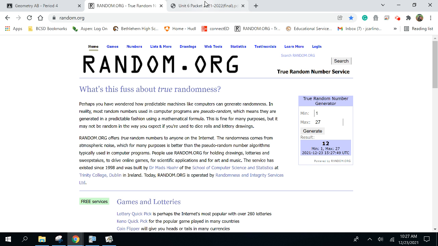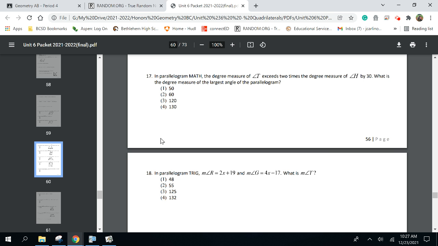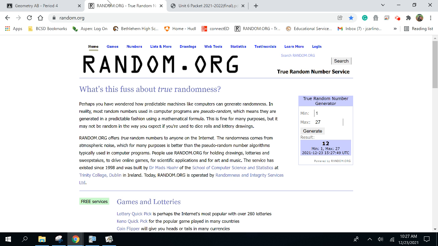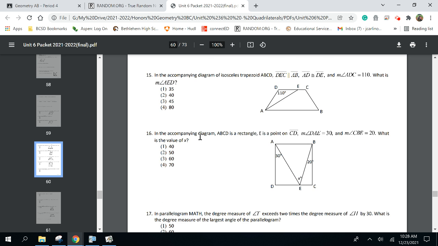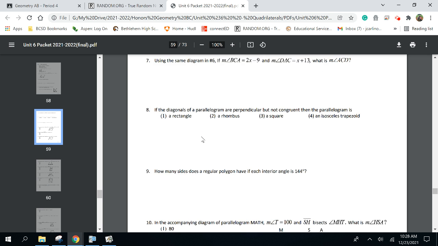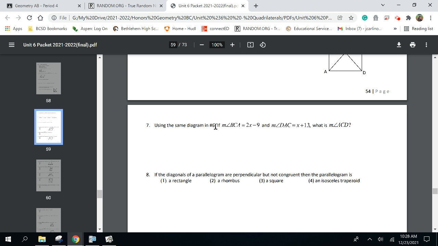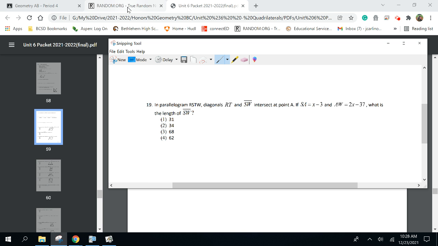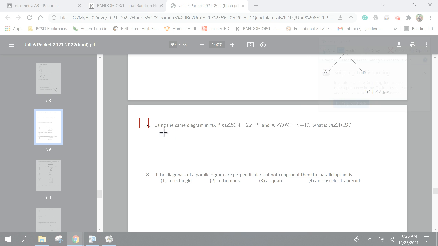12, question 12. Already did it. All right, let's move to, oh, already did it. 7, question 7. Ooh, using the same diagram as number 6. Another rectangle question, come on. Oh, 90 degrees.